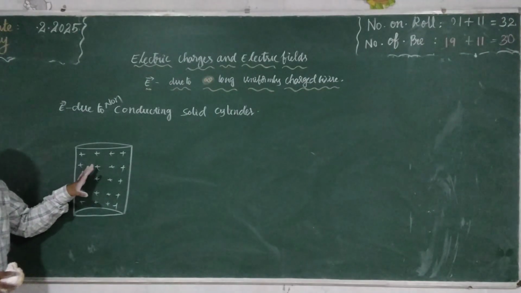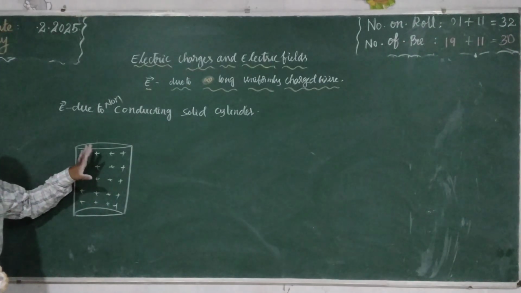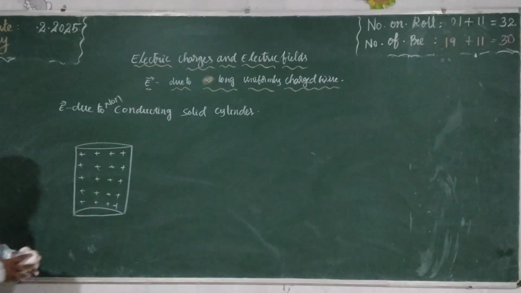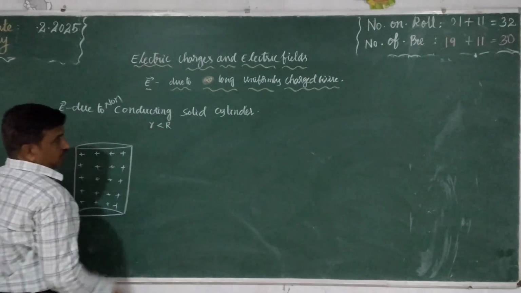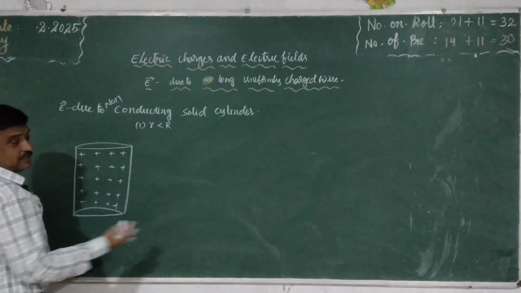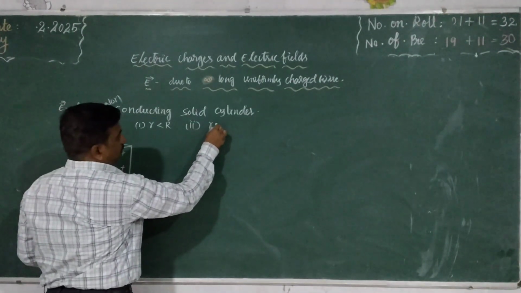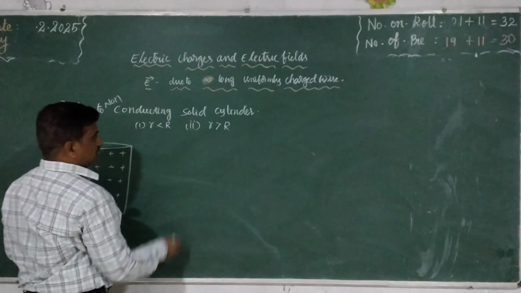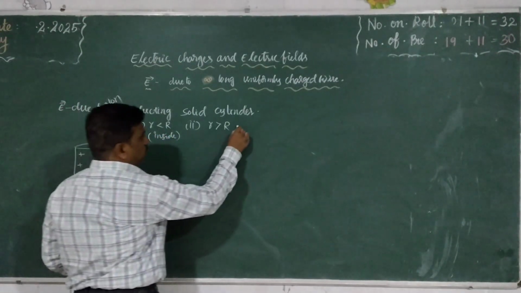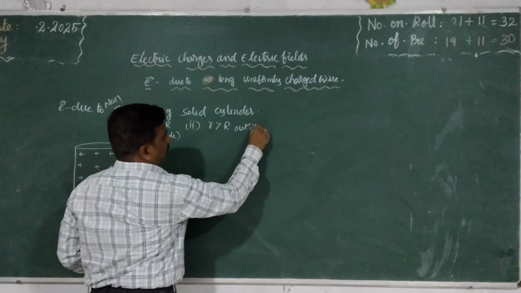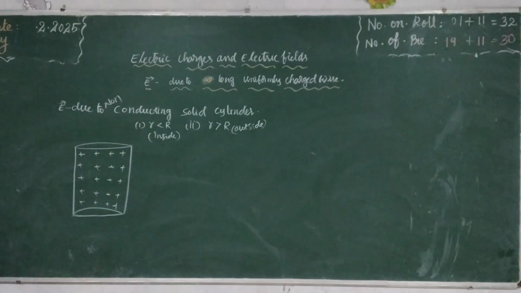For this case, what is the electric field due to this non-conducting solid cylinder? There are two cases. One case, small r less than capital R, which is inside the cylinder. Second case, small r greater than capital R, which is outside. It is an inside point, and it is an outside point. See here, that is the electric field we want to find out.